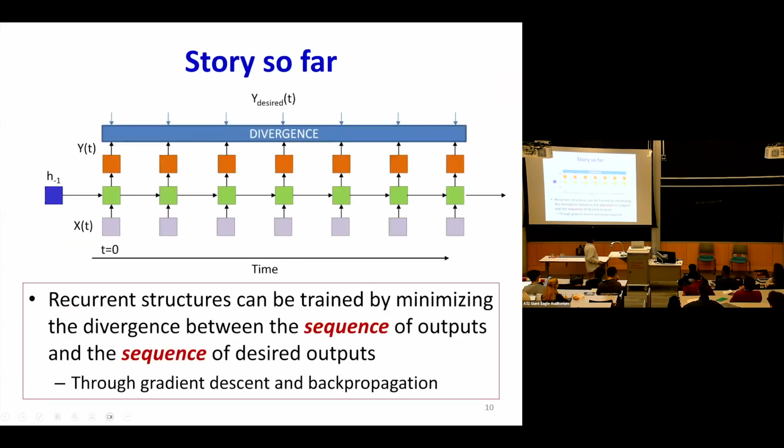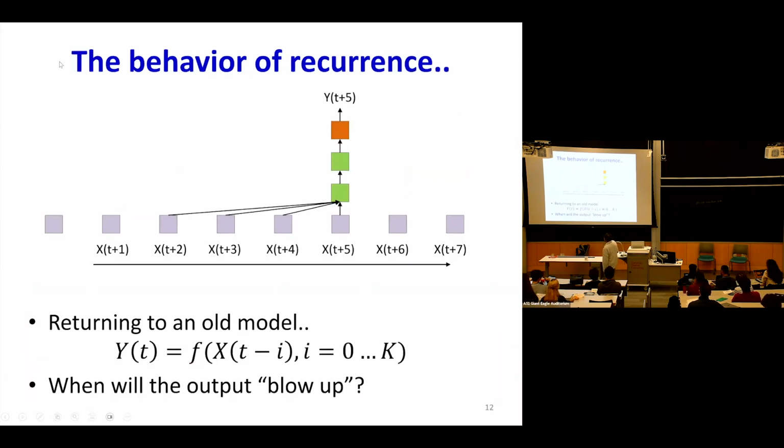So here's the story so far. Recurrent structures can be trained by minimizing the divergence between the sequence of outputs and the sequence of desired outputs using gradient descent. Now, assume that you have the network. Let's try to analyze the behavior of the network, right? What was the point of recurrence? The point was that you wanted to have long-term influence of things that might have occurred a long time ago. Now, as an example, I'm going to use parsing C programs.